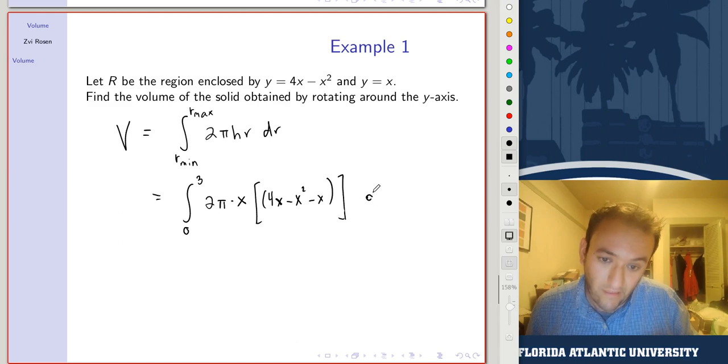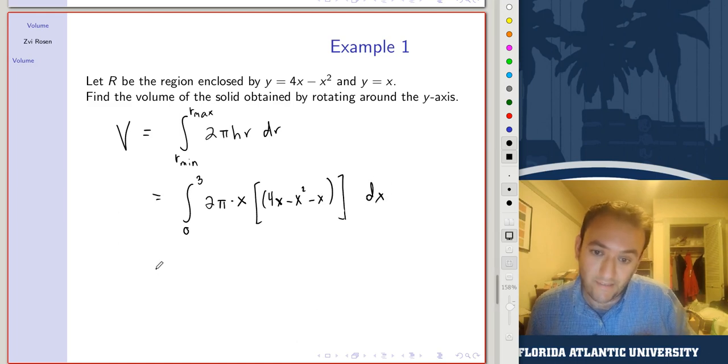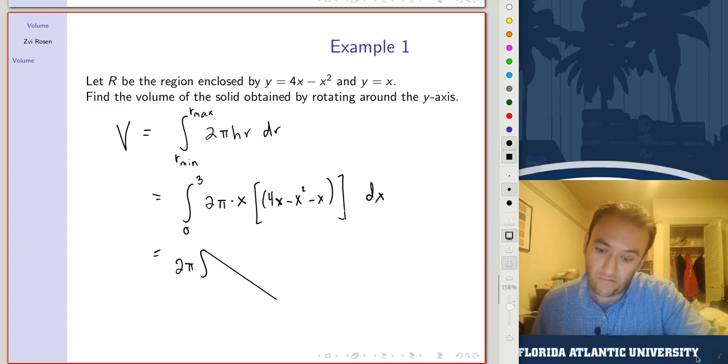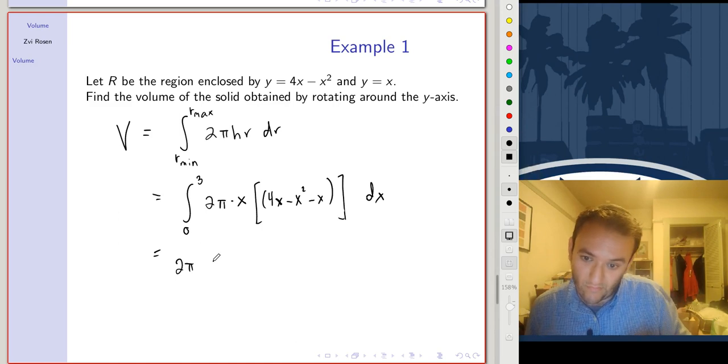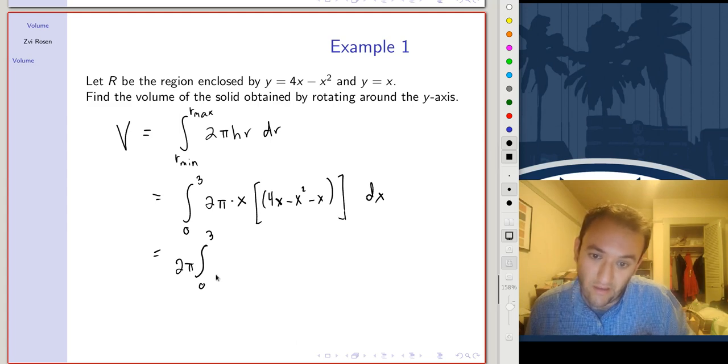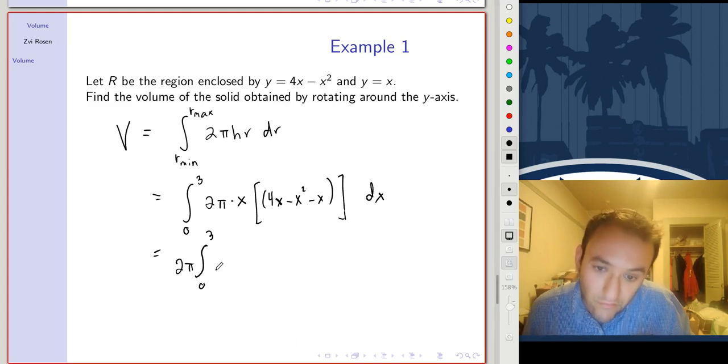And we multiply that by dr, which is equal to dx. Okay, we can pull the 2 pi out of this integral. And then we have the integral from 0 to 3 of, let's combine these, so it's 3x minus x squared, so it's 3x squared minus x cubed.